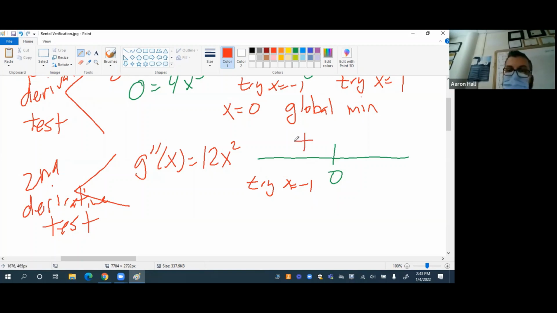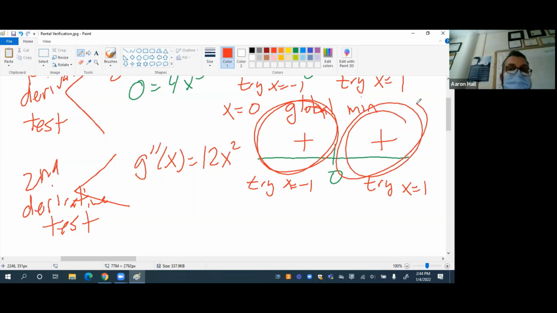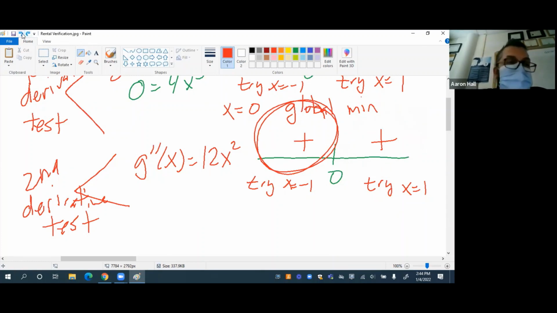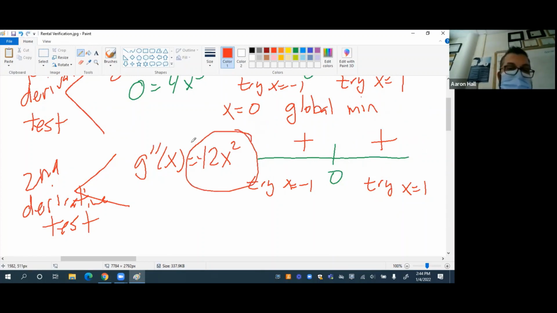And then what about over here? Try x equals 1. When I plug that in here, I get positive, which means my concavity on the left-hand side is concave up, followed by concave up. Is this an inflection point? No. Are we guaranteed an inflection point when our second derivative equals 0? No, we are not. Let's look at what this graph looks like.